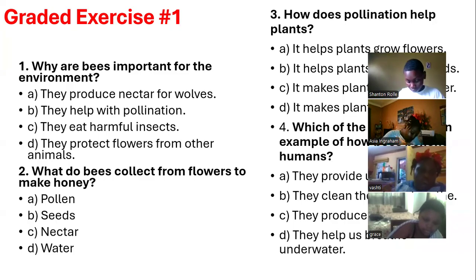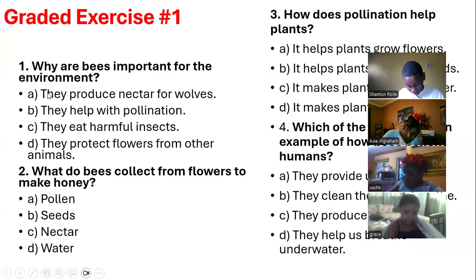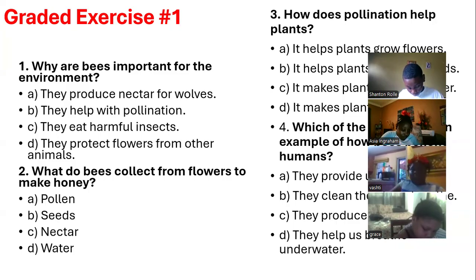Okay, wait, let me help you all understand something. You have to write the options as well. Don't just write the question and the correct answer. You have to write the option as well. Do you understand that, Grace? Grace, do you understand that? Yes, sir. Vashti, do you understand that? Yes, sir. You have to write not only the question, but also the options as well. Then circle the one that you think is right.